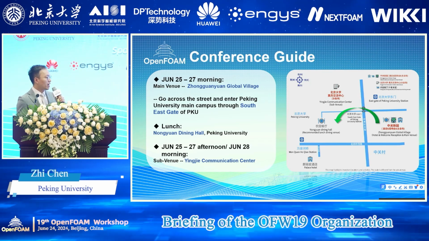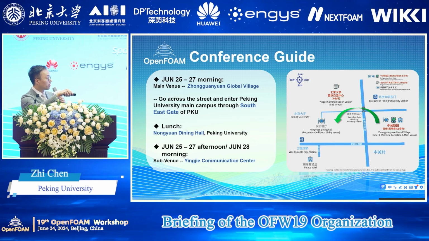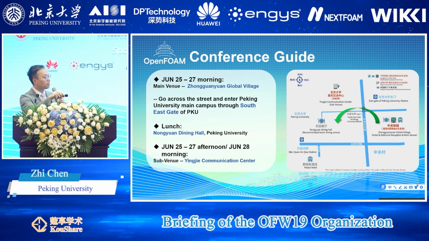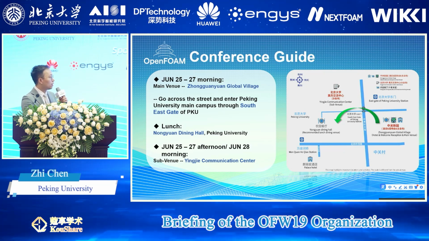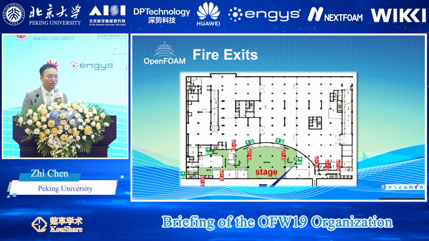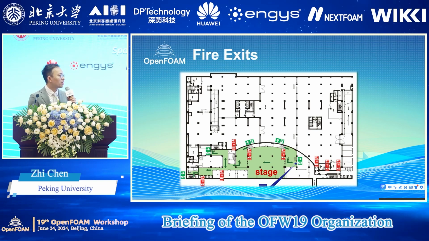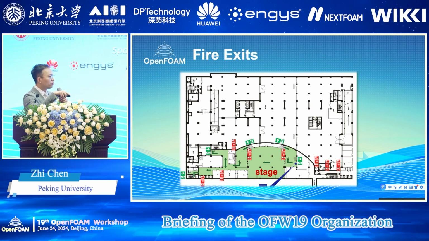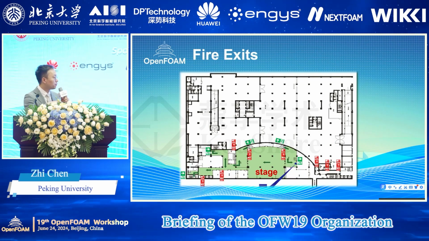And we actually stop by at this sub-venue on our way to the dining hall. So you will actually see the sub-venue on your right-hand side when you go towards the dining hall for lunch. And for fire exits, it's very important, a few hundred people sitting in a small room, and if this ever happens, we have, so this is the stage, 4 exits, 2 on each side, and 2 at the back as well.